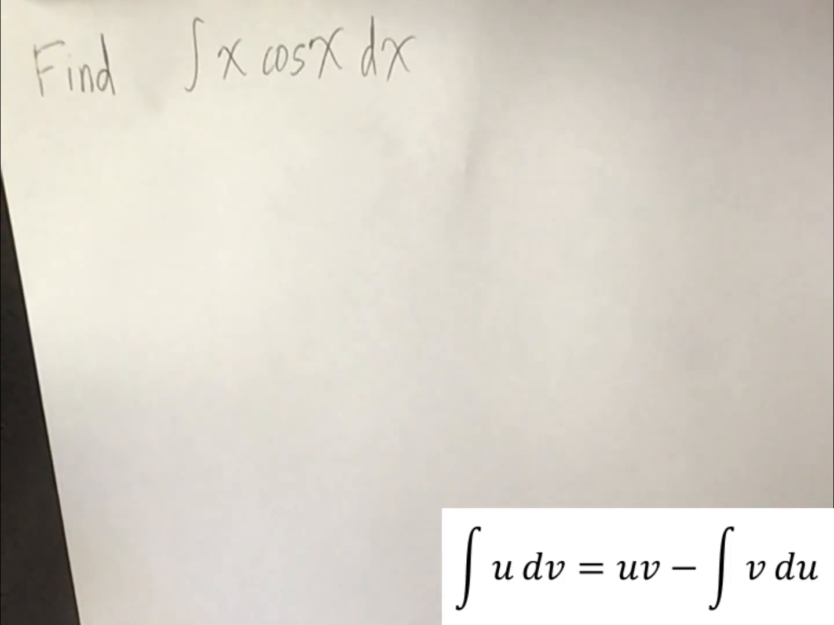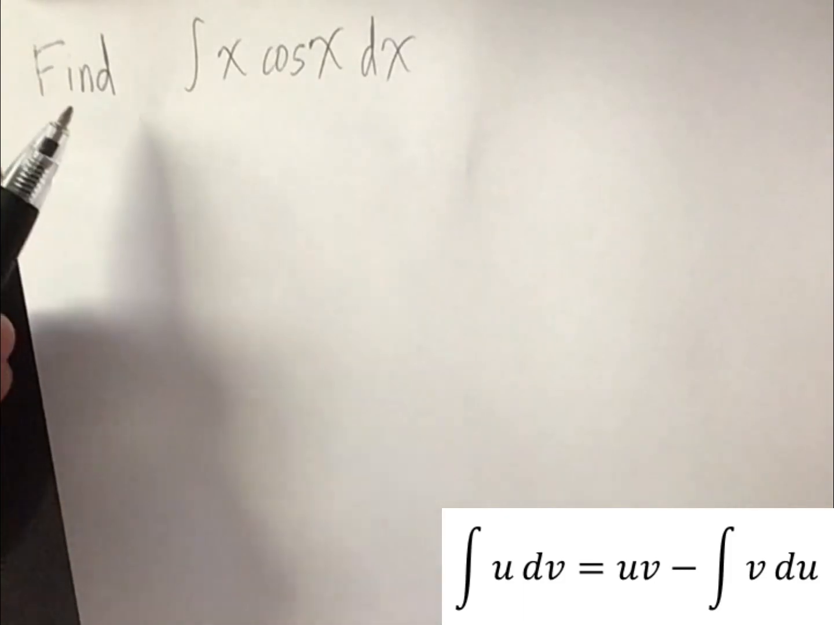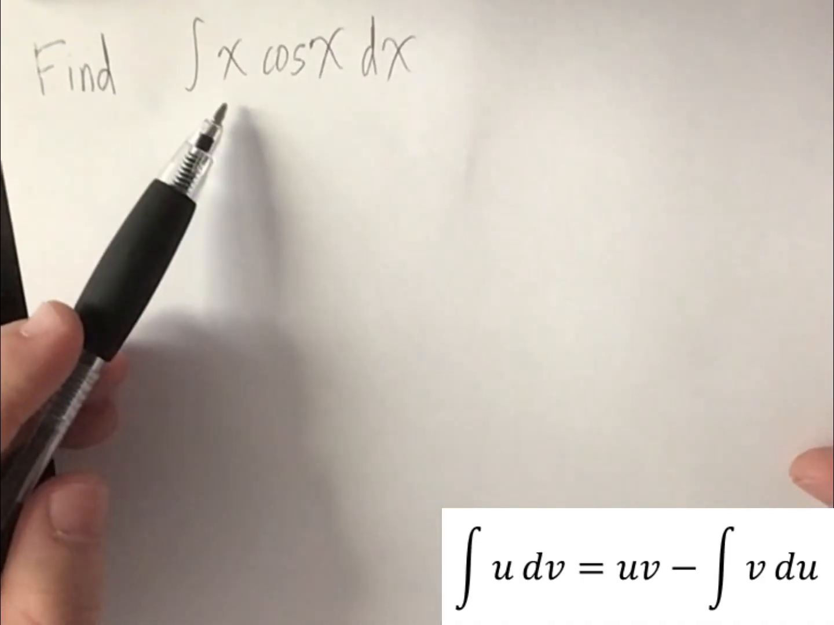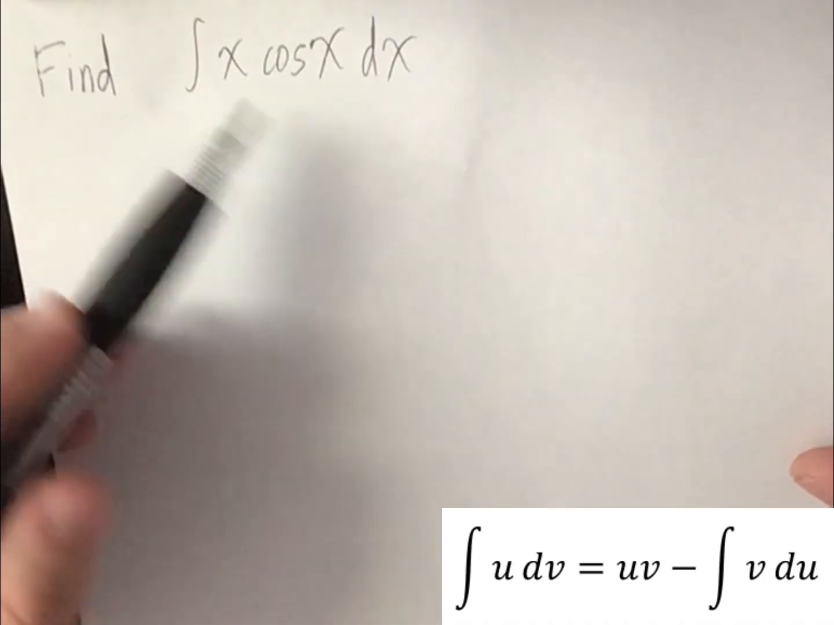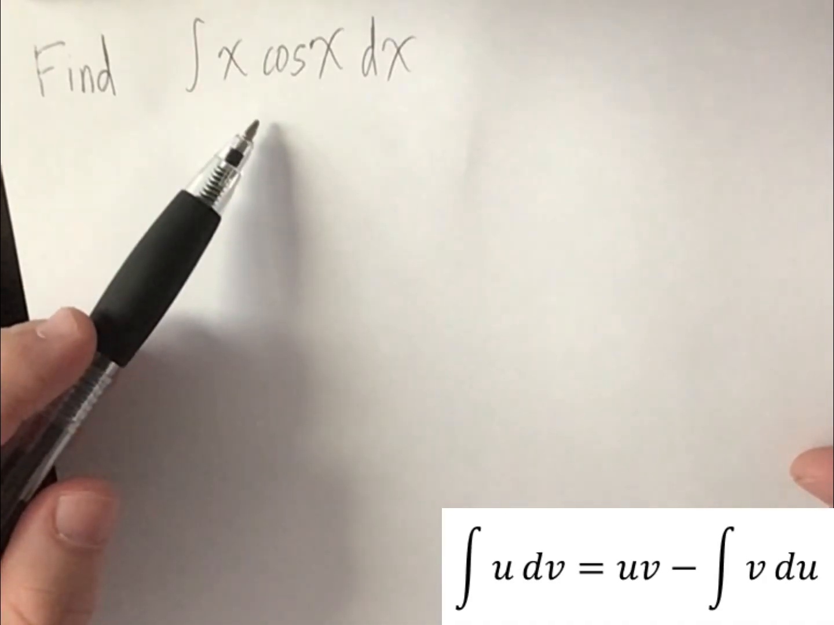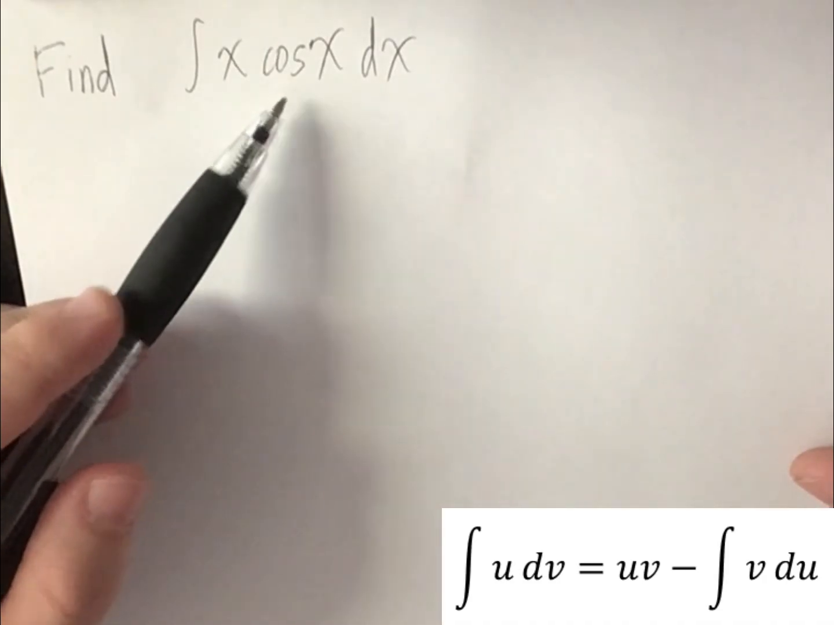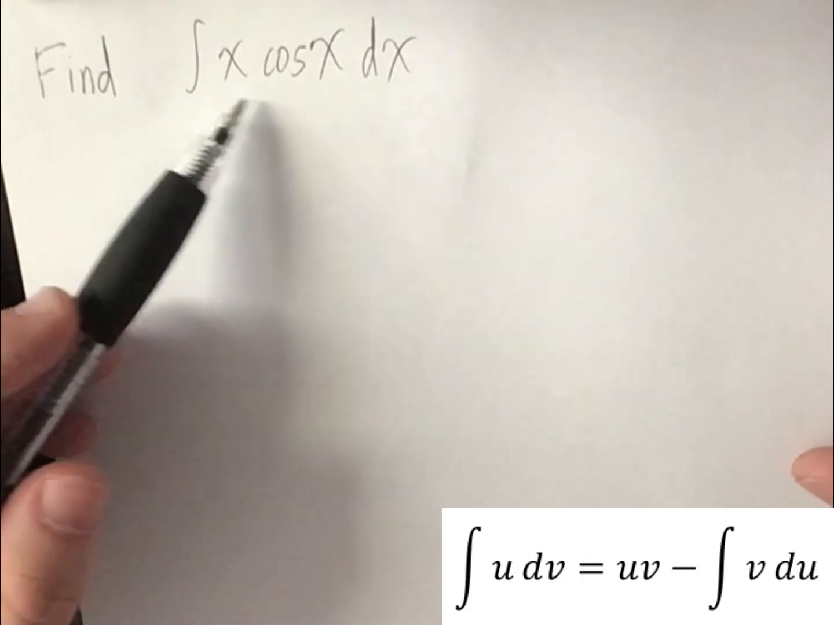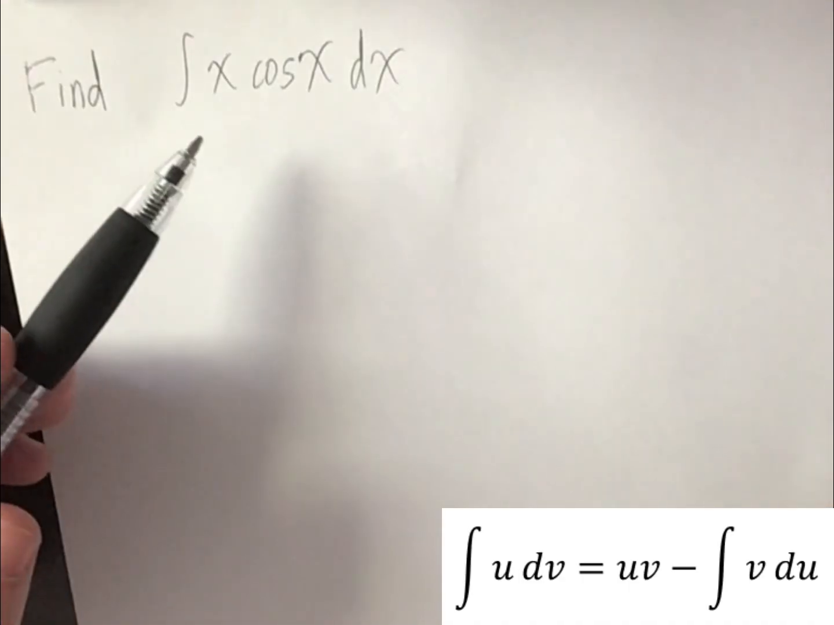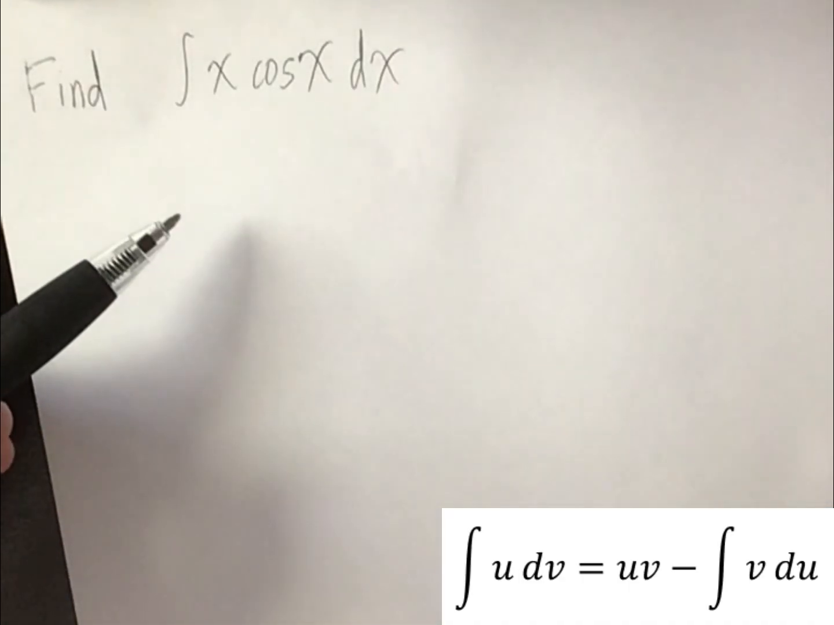Okay, now let's do an example. The question is, find the integral of x times cosine of x. You can recognize it straight away as an integration by parts question, because x and the cosine of x are very different functions. They are by no means related by derivatives. You can't differentiate one to get the other. So it will be very straightforward.